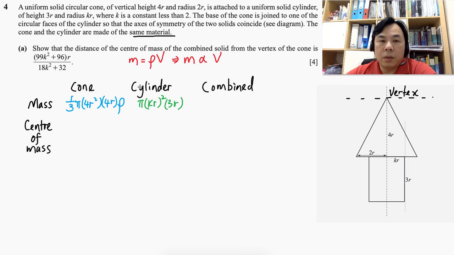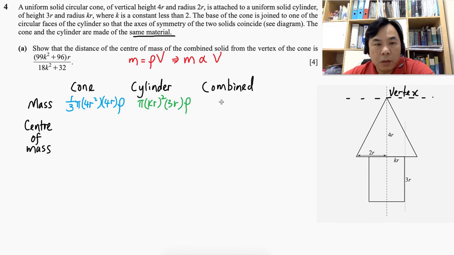Okay, and then there you have it. There's a volume for the cylinder, and then of course you need to get the mass. We have to multiply by the density. So the combination of the mass would be easier in this case. You can of course factorize this.